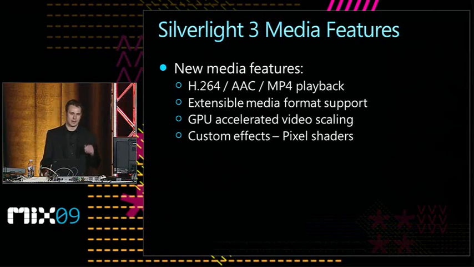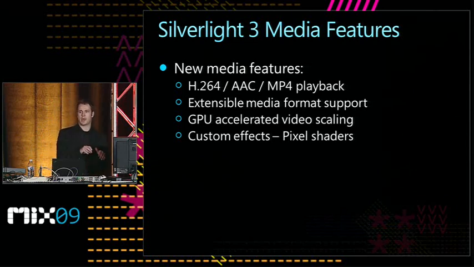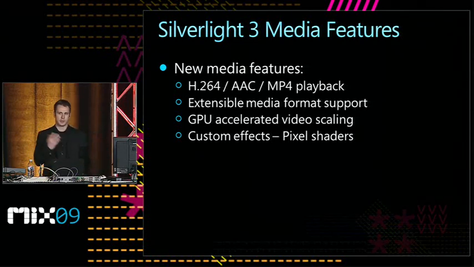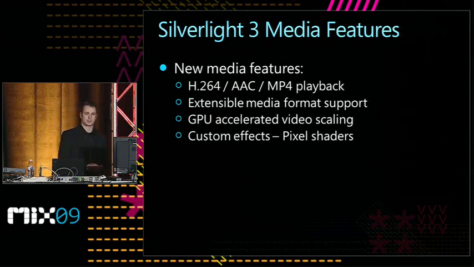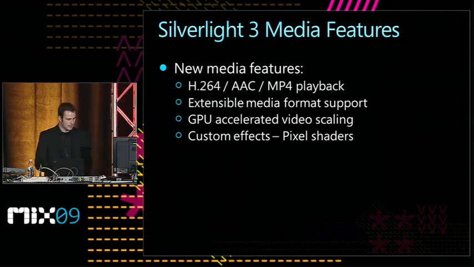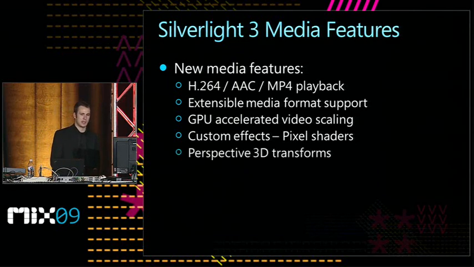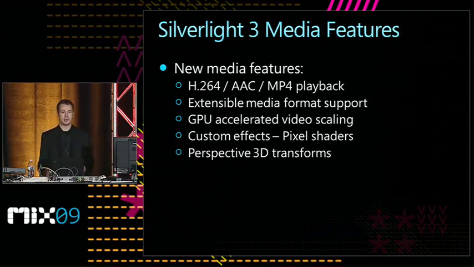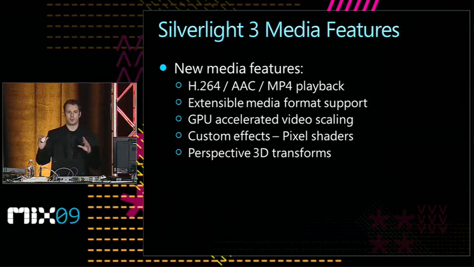For example, if you want to let the users control the color balance in the video and modify the contrast and brightness, you can do that using pixel shaders, or turn the video black and white, or add fake grain to the video to make it look more cinematic. So there are cool effects you can do with pixel shaders. And then another feature that's not necessarily just video related, it's really just a graphics engine feature, is perspective 3D, the ability to take, for example, your video and rotate it around 3 axes, so your XYZ axes.